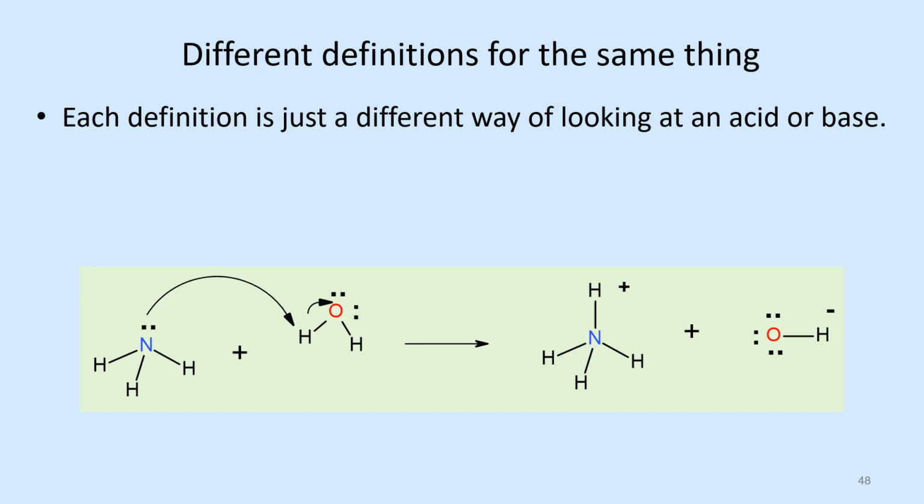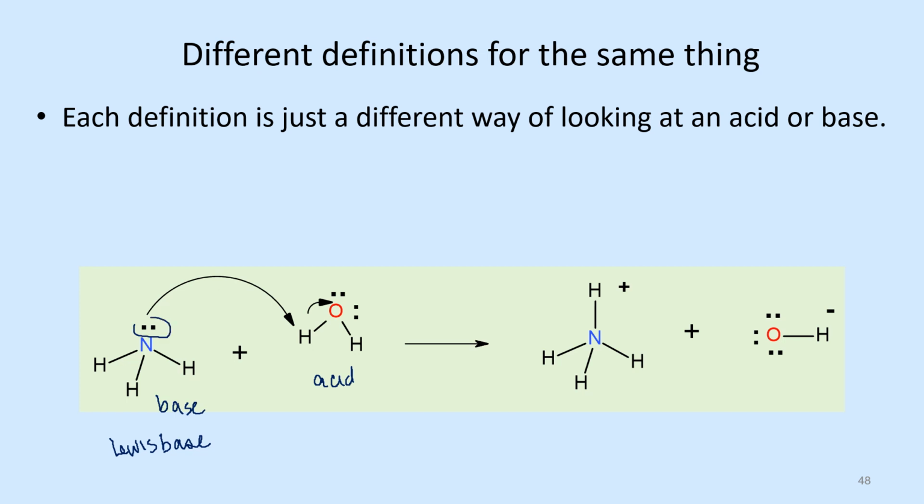So again, like I said, they're just different definitions for the same thing, and they're just a different way of looking at it. So if we look at this reaction, and think of it from the Bronsted-Lowry sense of things, then water is an acid because it's donating a hydrogen, and ammonia is a base because it's accepting the hydrogen. Well, the ammonia is also a Lewis base because it is donating the electron pair.